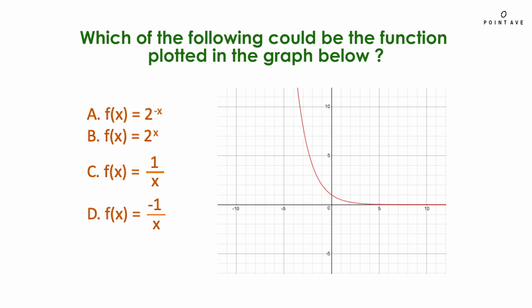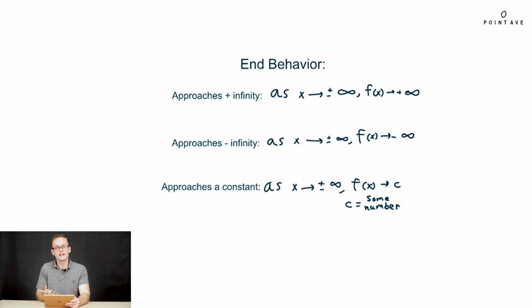Now we see another example similar to the type we've seen before, matching a graph to its function. Last time we tried using x and y-intercepts to solve this type of problem, but that's not really going to work here. Instead, we'll make use of end behavior. What is end behavior? End behavior describes where the function goes as x approaches positive or negative infinity. And there are three statements we can make about end behavior. Either it will approach positive infinity, negative infinity, or some constant number.